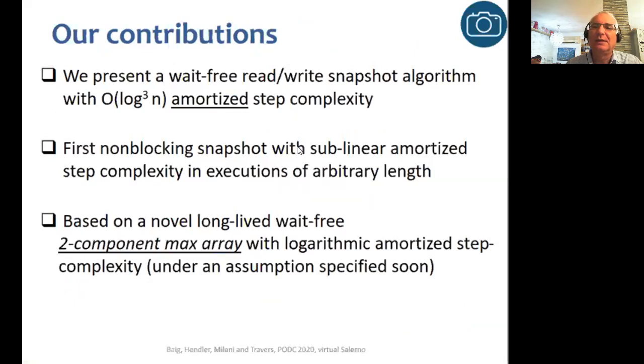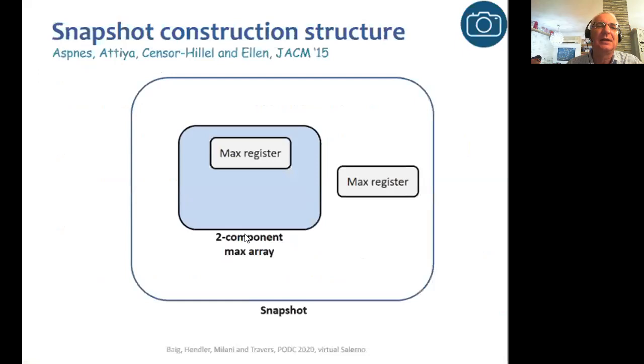Specifically, we present a wait-free single-writer snapshot algorithm whose amortized step complexity is O of log n cubed, which is an exponential improvement in comparison to previous algorithms. Now, our algorithm improves on the snapshot algorithm of Attiya et al. by constructing a novel two-component max array that has log squared amortized step complexity in all executions under an assumption I'll describe soon.